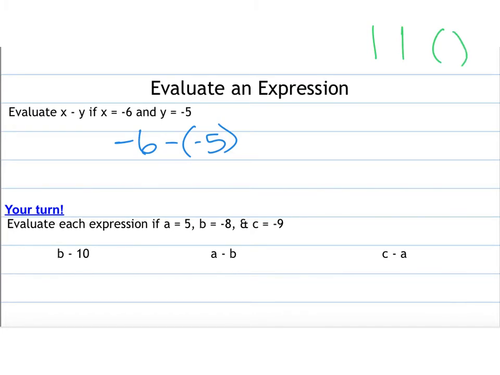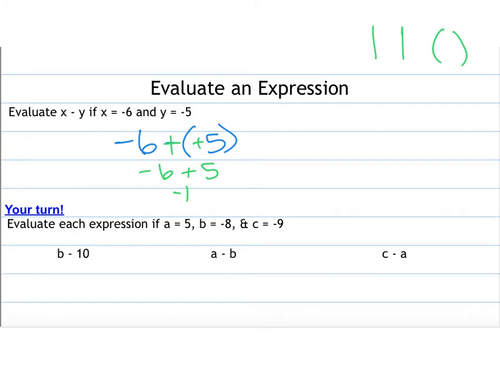All right, so we have a subtraction problem here, so we got to change it to addition. Change the sign of the second number. Since it was negative, we make it into a positive. Now negative 6 plus 5. Signs are different, so we subtract. 6 minus 5 is 1. We have more negatives, so our answer is a negative 1.